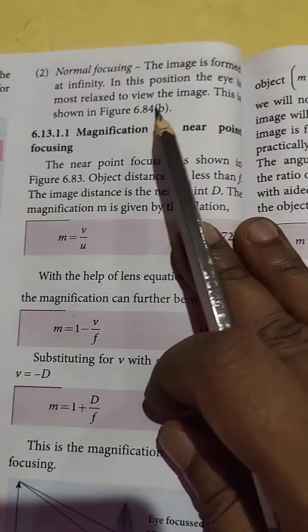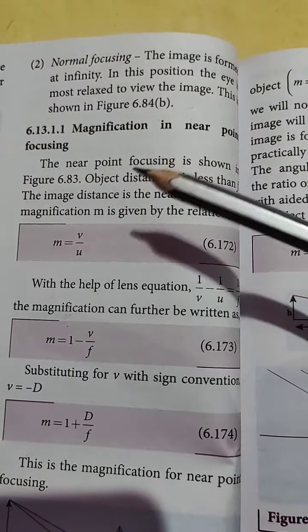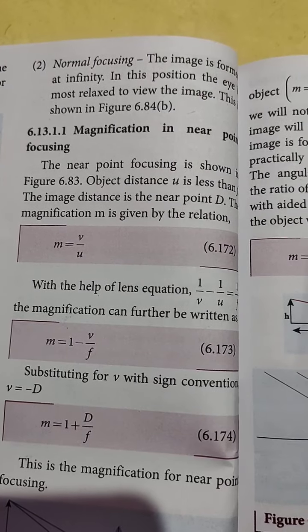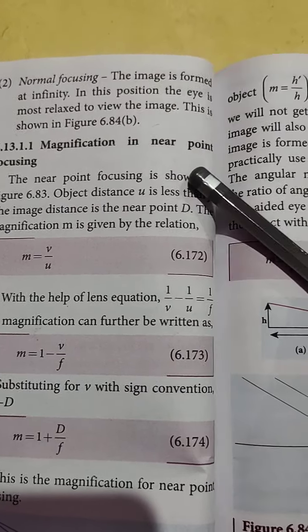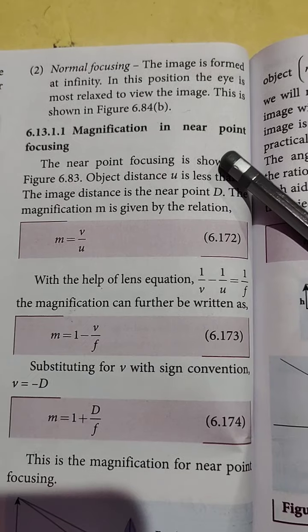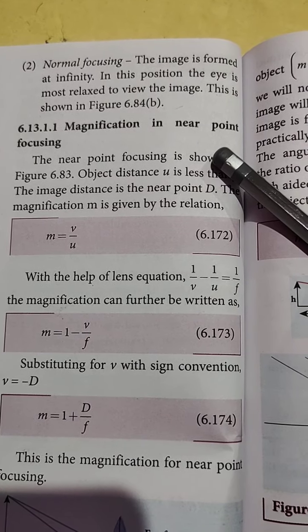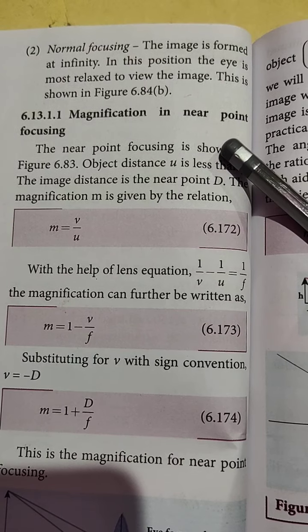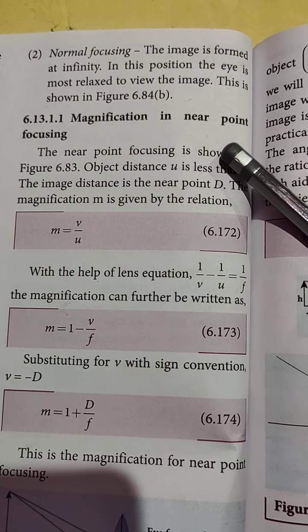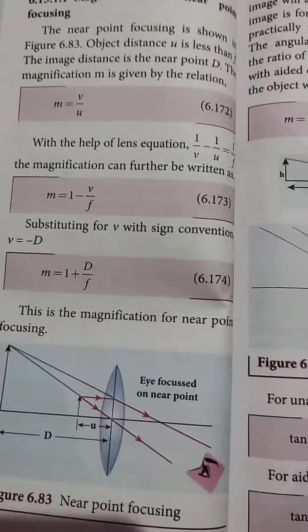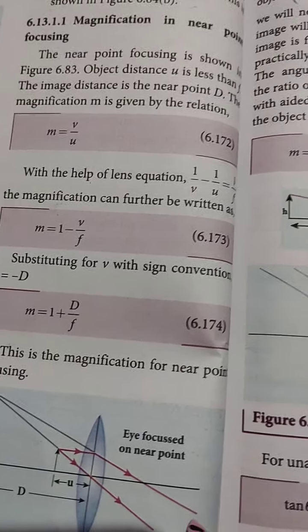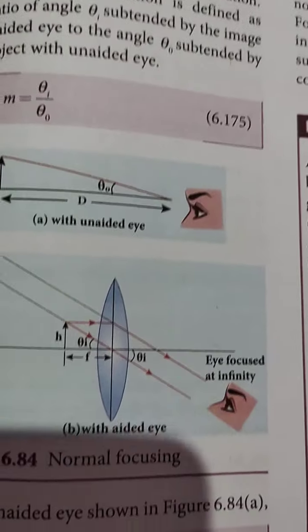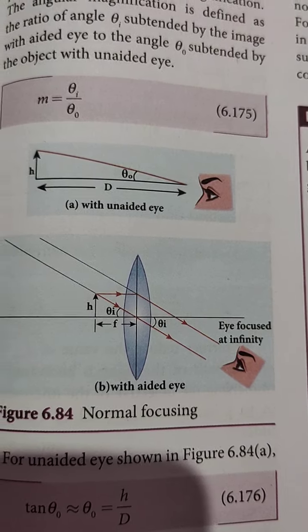And then the second one, normal focusing. The image is formed at infinite distance. In this position, the eye is most relaxed to view the image.